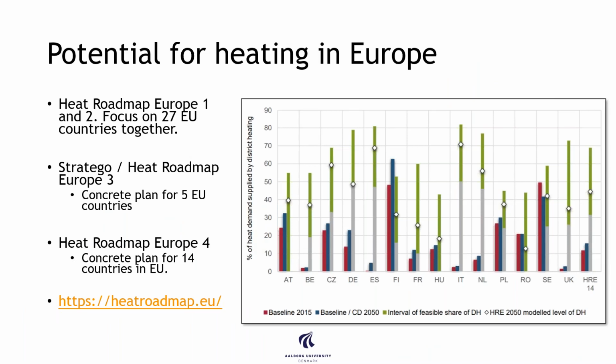Going through Heat Roadmap Europe 1 and 2, we focused on the 27 EU countries together back then. In the latest studies we've been doing, we've been focusing more on individual countries, both in Heat Roadmap Europe 3 and the latest, Heat Roadmap Europe 4. In Heat Roadmap Europe 4, we've tried to identify district heating potentials in the 14 biggest heating and cooling demand countries in the EU. Those are the ones also shown in the figure.